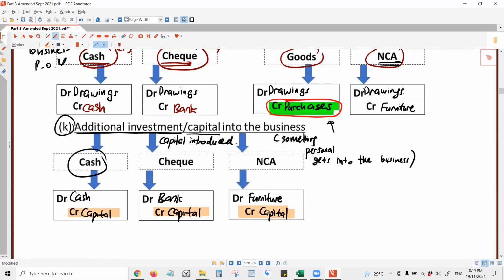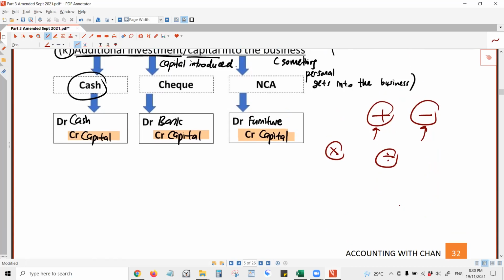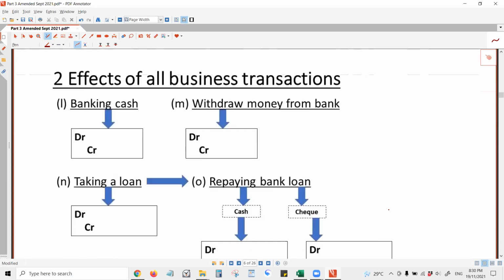Because it's a fact, it's the plus and minus of the subject. Would you ask your school teacher why this is plus, why this is minus? No, right? Because these are the foundation of the subject, foundation of mathematics. This is plus, this is multiply, this is divide, this is minus. We cannot change them. So double entries are kind of like the plus and minus of this subject. Now go to the next page.